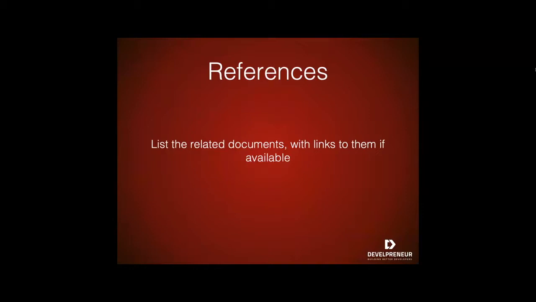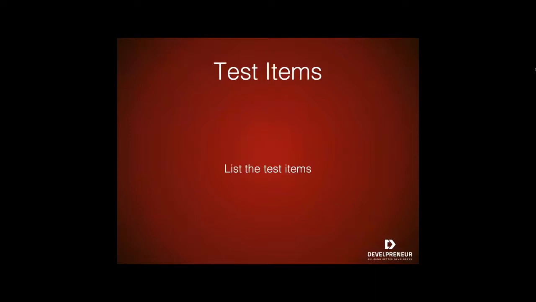So if this is a phase plan, make sure you reference the master plan or any preceding parent plan that applies to this particular test plan. References could also include things like wikis or JIRA ticket numbers or type of project management systems. You could include links to those as well.